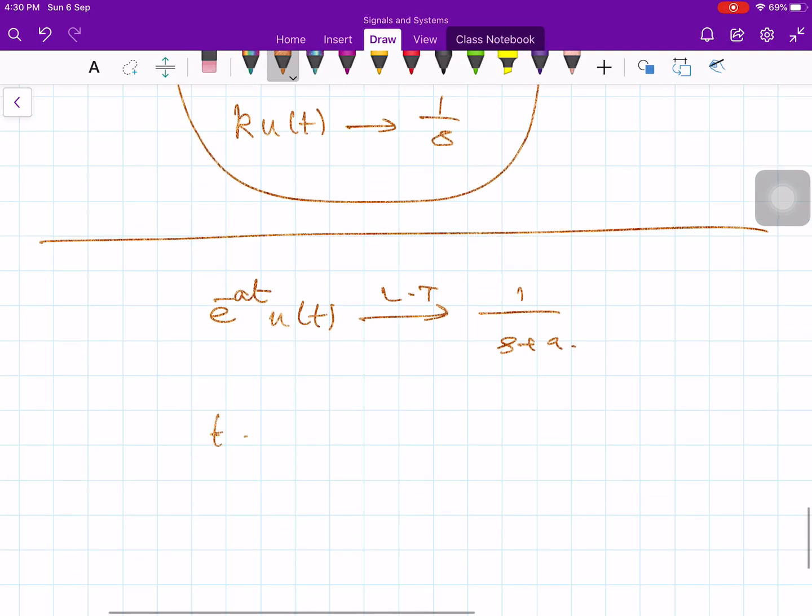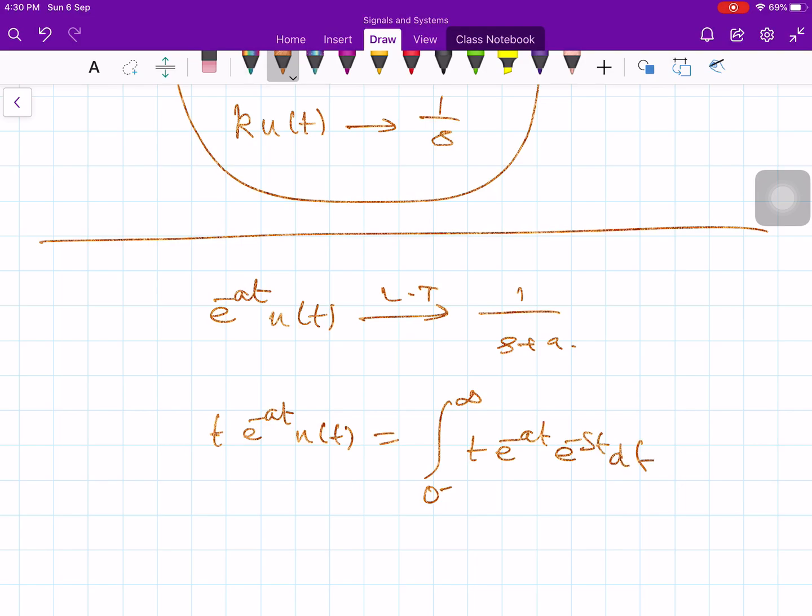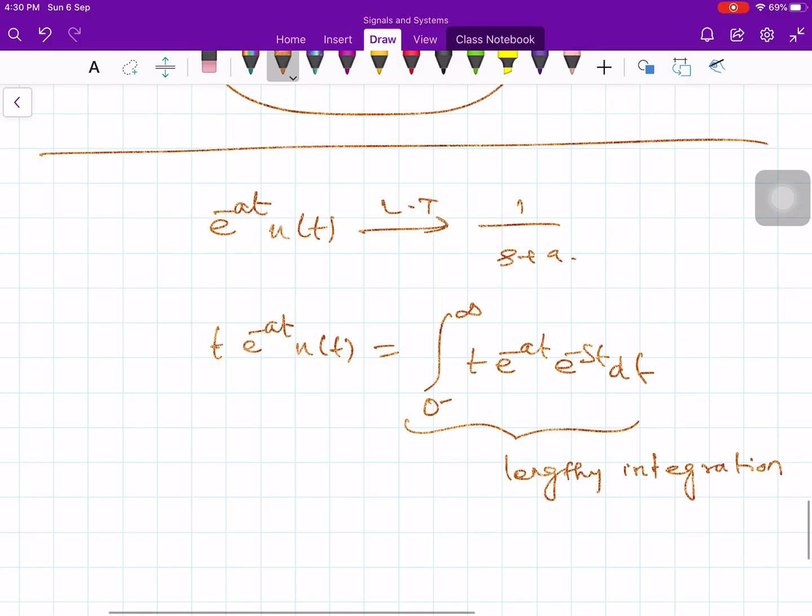How do you find out the Laplace transform? By definition, you can say integral from 0 minus to infinity of t times e to the minus at, e to the minus st dt. Now this is a somewhat lengthy integration. Okay, you have to take u dv, then uv minus integral of v du and substitute the limits. So it takes a little bit of time. So instead of doing this by the direct method, indirectly you can find it out. What is that? Using the property of differentiation in the s domain.